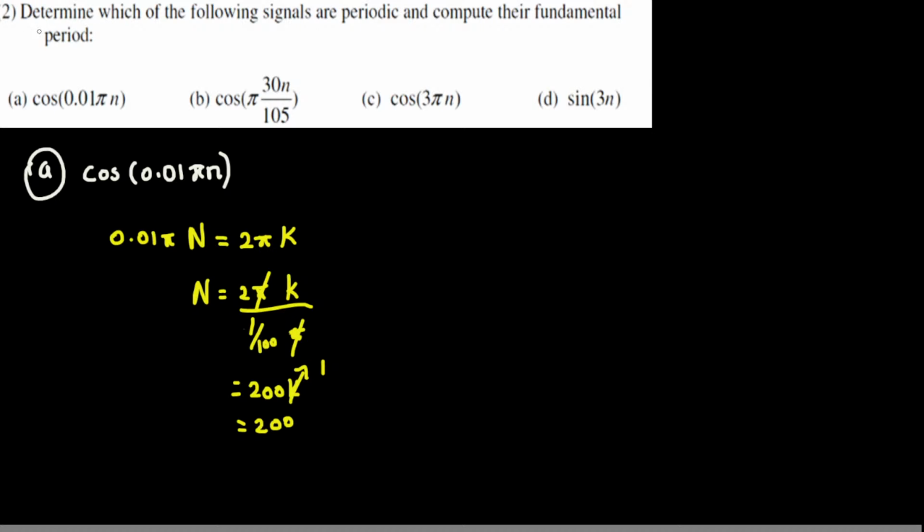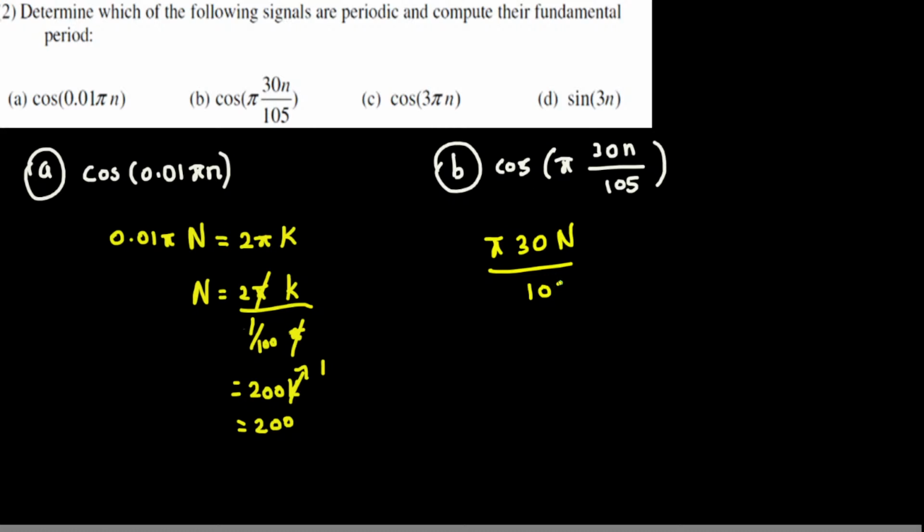If I look at the second one, cos(π30n/105). Same approach. You bring this part with the π, take the n and put a capital N for it. So here this is π30, and instead of n I put a capital N, divided by 105, and that is equal to 2πk.